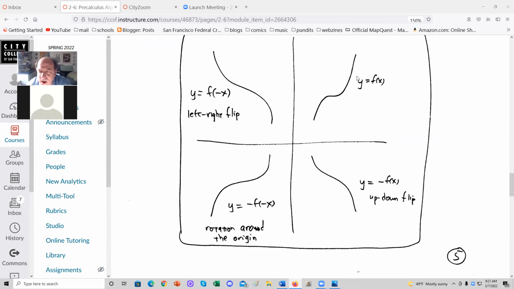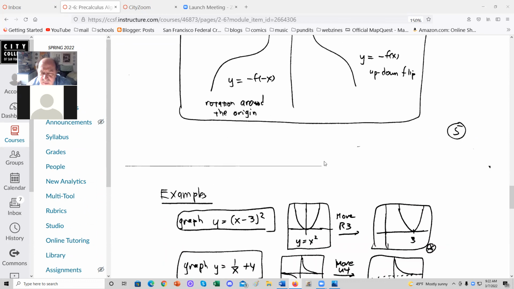If this is the graph of y equals f of x, then y equals negative f of x flips up for down like that. Whereas y equals f of negative x flips left for right like that. And if you do both, y equals negative f of negative x, it's a flip followed by a flip, which is the equivalent of a 180-degree rotation like that.